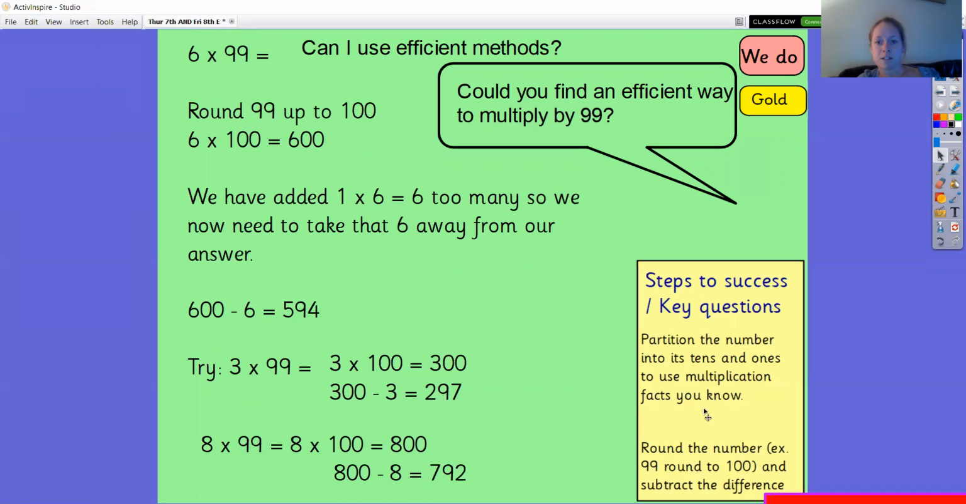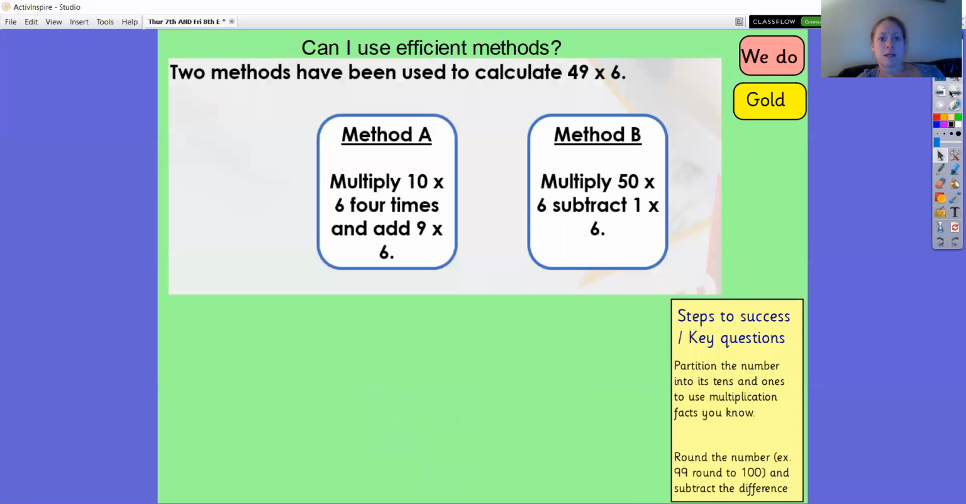So that's what this is talking about down here on the steps to success. Round the number, so in this case it's 99, round it up to 100 and subtract the difference. It works the same if it was 101 as well. You could do 100 and then you just have to add on an extra group because you've taken one not enough. Okay, let's move on to the next bit.